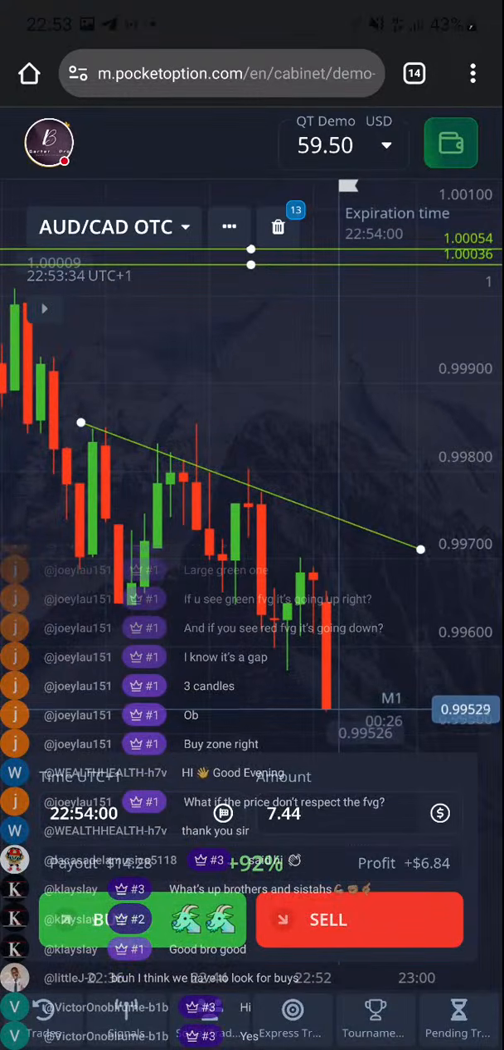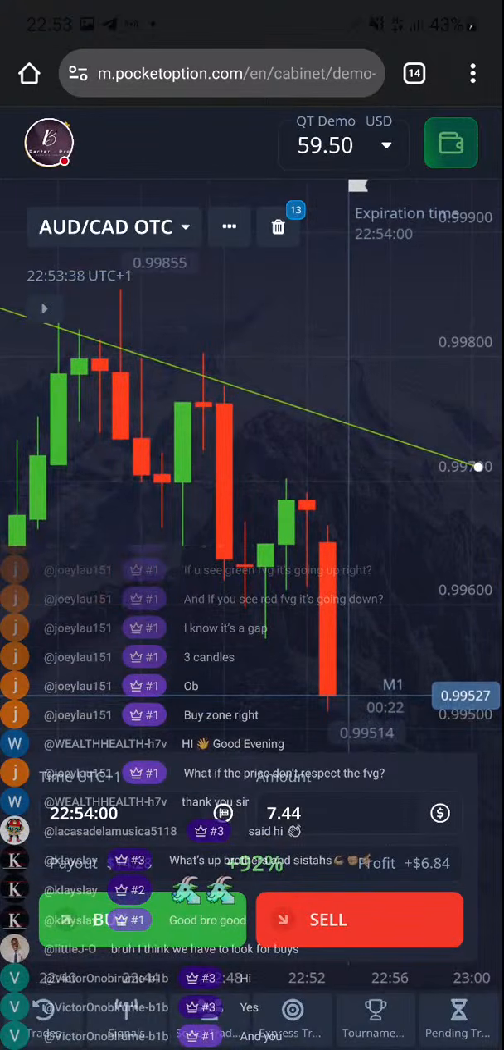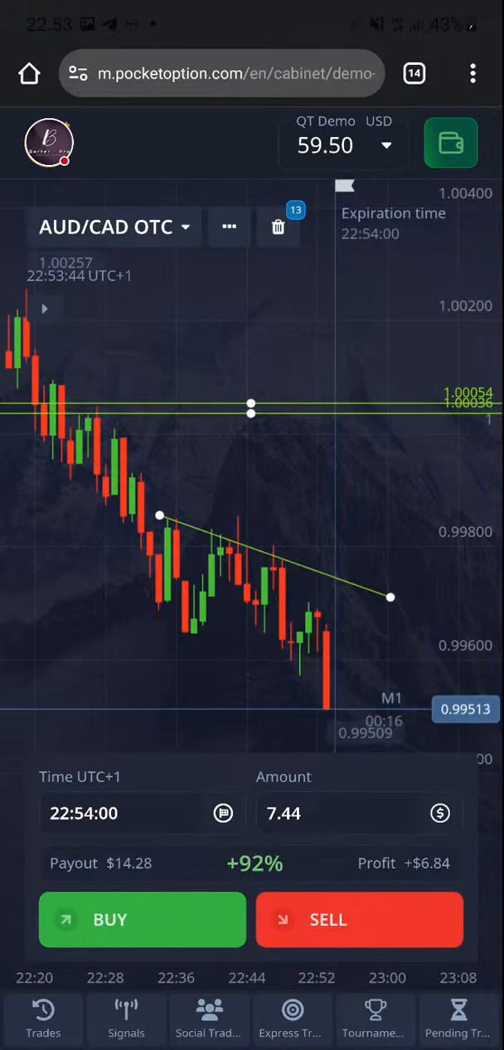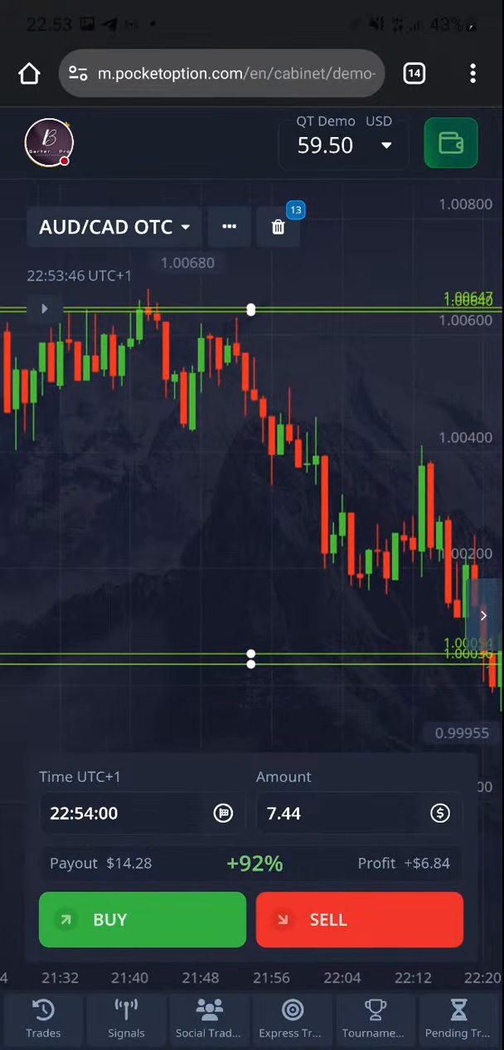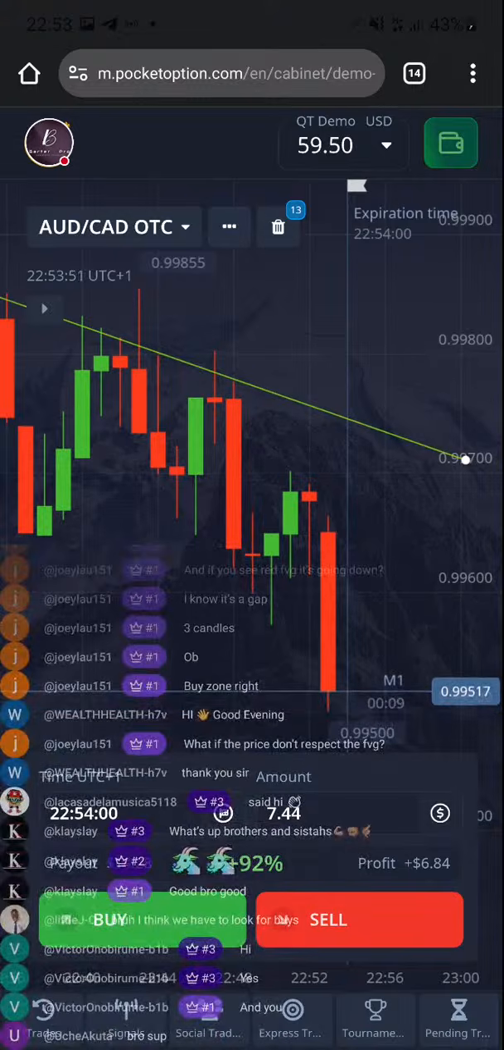I'm going to go with the buyers now, especially if we have a gap down, because we just crossed a doji. Let me see. Wow, the history of this market is far, but I just want to take this trade.